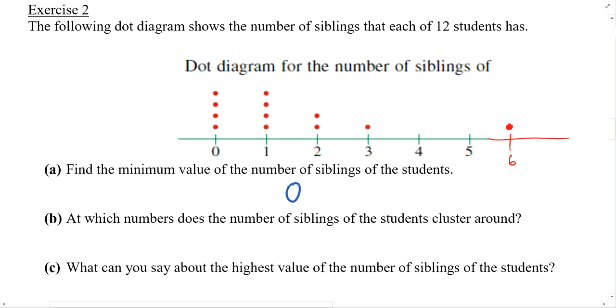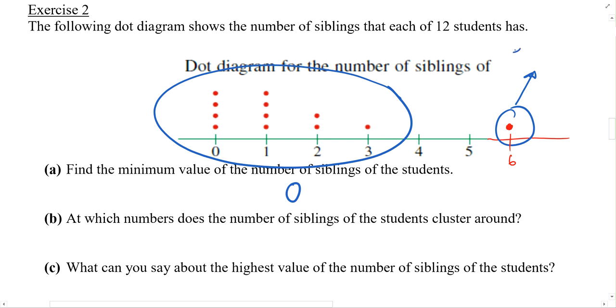0. You can't have fewer than 0 siblings, right? That must be the least already. As shown over here, there are 4 of them. Next, add which numbers the number of siblings of the students cluster around. Yeah, they cluster around here. See, this is a cluster. So what shall we call this guy? Extreme value, yes. Extreme or outlier.